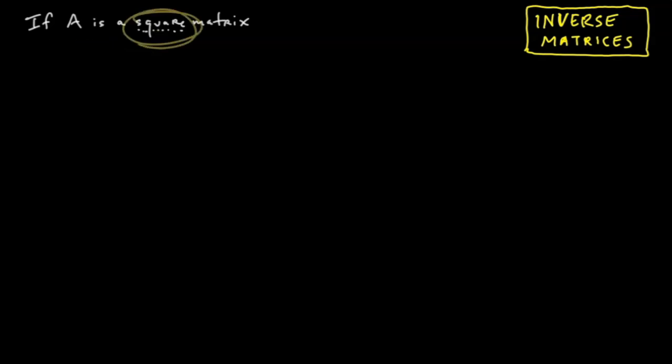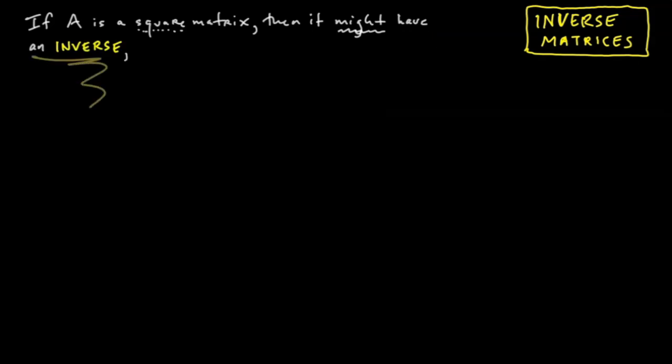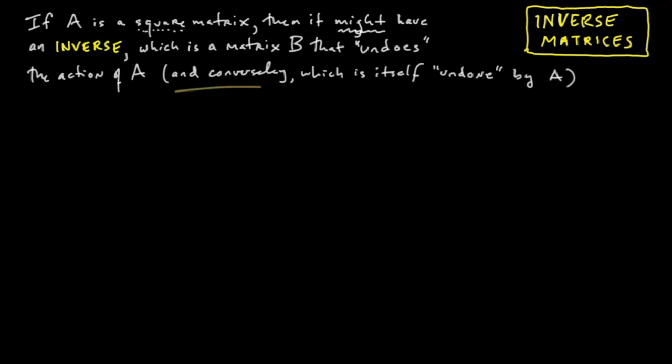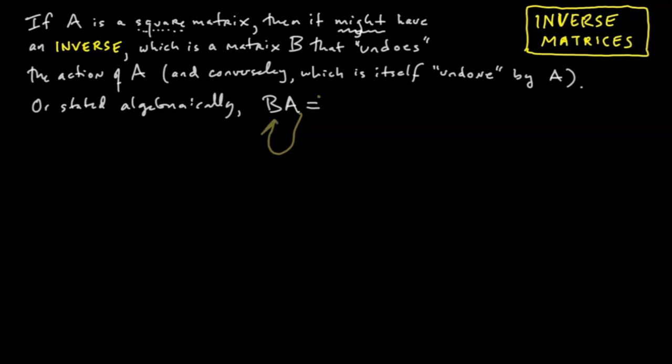So let's start with the basics. If A is a square matrix, then it might or might not have an inverse, which is a matrix B that undoes the action of A, and conversely, which is itself undone by A. Or stated algebraically, the matrix product BA would have to be equal to, well, let's think this through. This matrix product is a matrix in its own right, and it works through composition of linear maps. So what happens? We feed something into A, A's output then becomes the input for B, and whatever the output of that is going to be the output of this full product, BA.